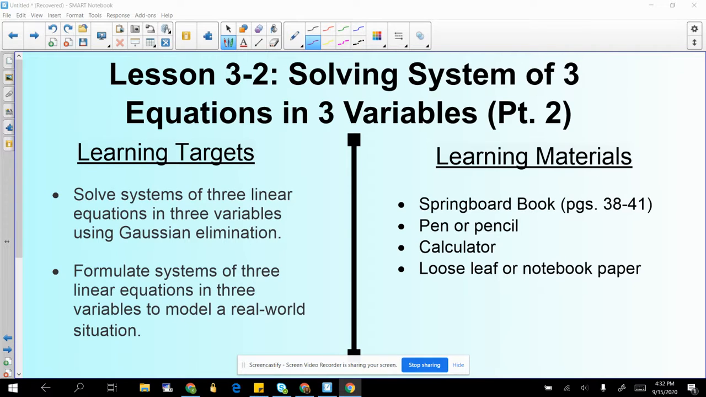Okay, so you will need your Springboard book. We are going to start this on page 38, kind of right where we left off. You'll need a pen or a pencil, a calculator, and again, these problems tend to take up a little bit of space, so you'll also want a sheet of paper nearby or your notebook, okay?